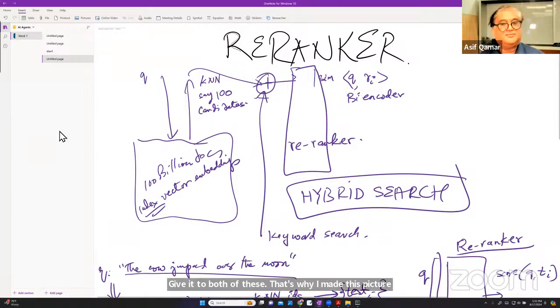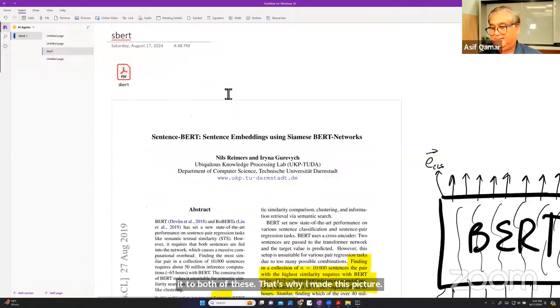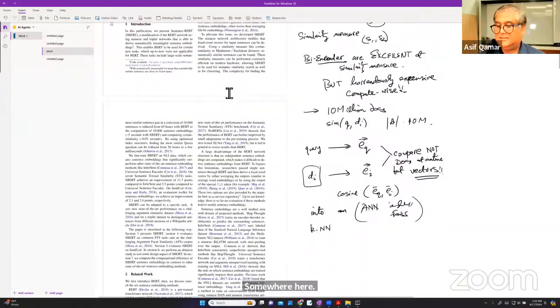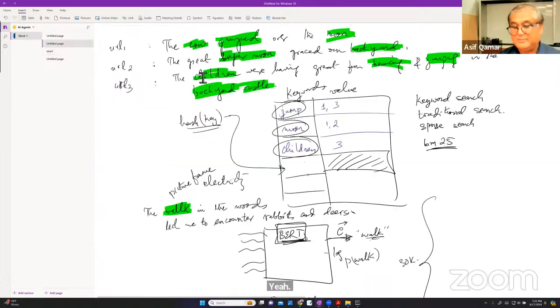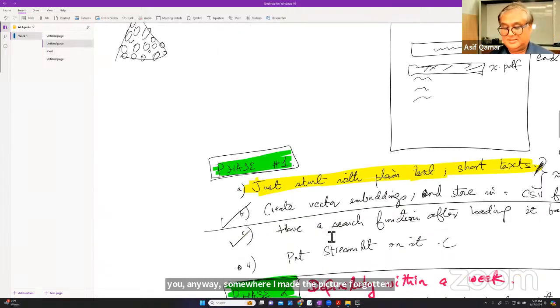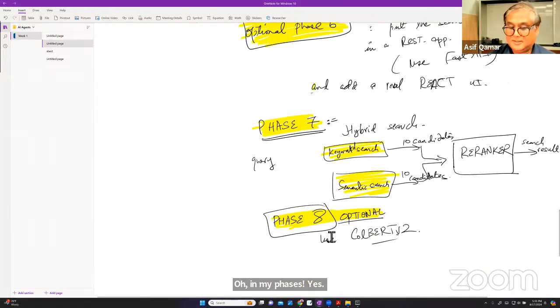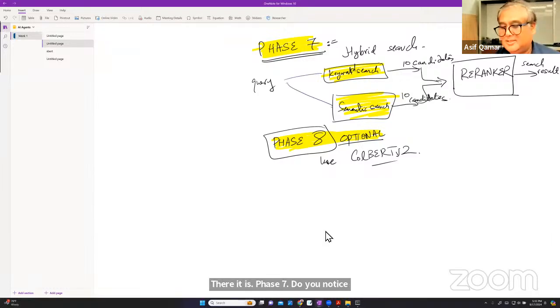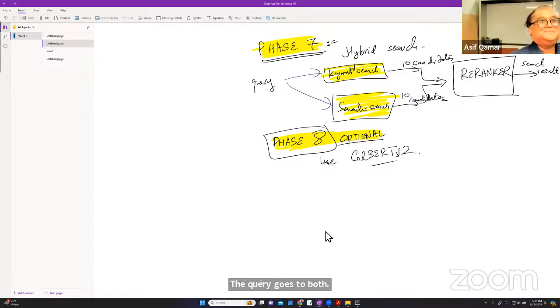Where are we? We lost that one. Somewhere here. Anyway, somewhere I made the picture, I've forgotten where. Oh, in my phases. There it is. Phase 7. Do you notice that? The query goes to both, produces candidates. Those candidates you pass through a re-ranker. Make sense, guys? All right.